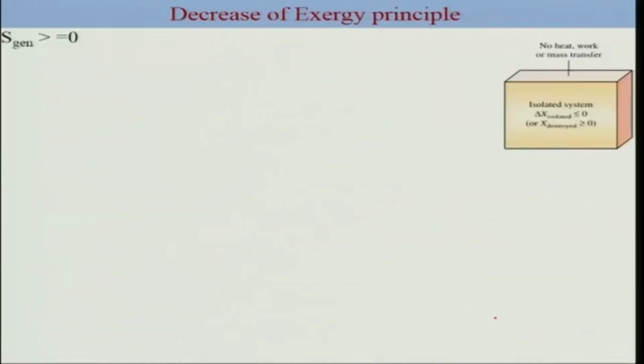Now, as we have already discussed, during an isolated system or an isolated process, the entropy keeps increasing. In other words, entropy is being generated, and thus we have defined that S generation is greater than or equal to 0. That we talked about earlier is the principle of increasing entropy.